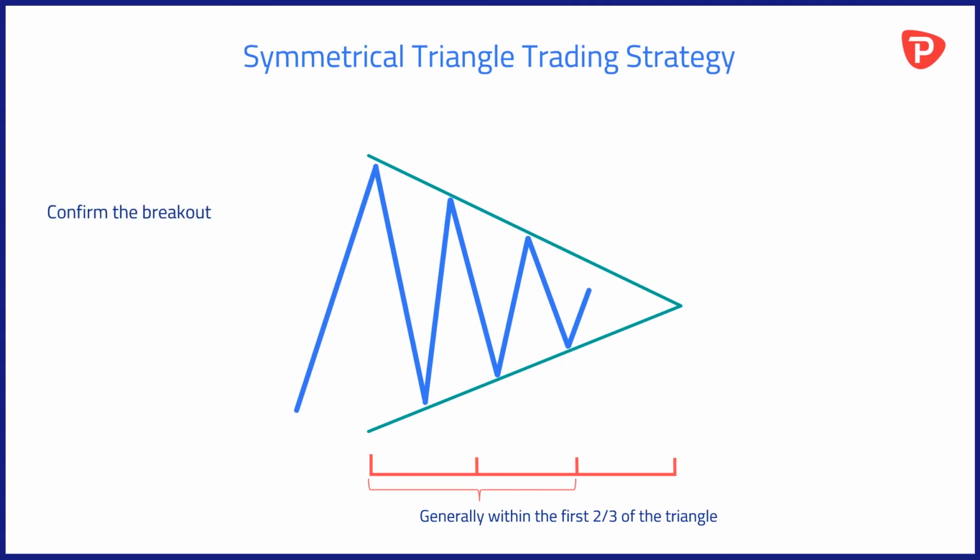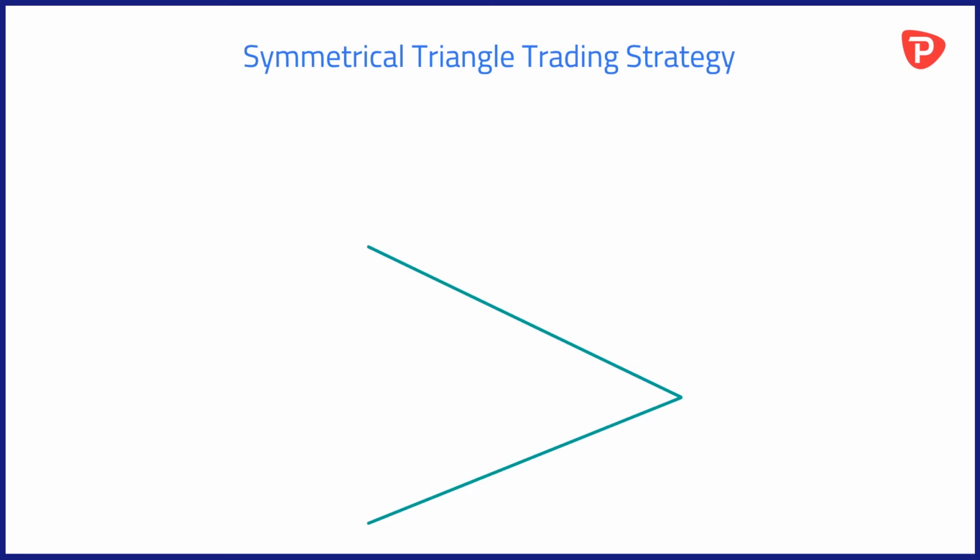Similar to other patterns discussed earlier, a confirmation breakout is valid when the candle or bar on the chart the pattern appears on closes outside the boundaries. The third part of the trading strategy involves setting up the stop loss and take profit targets.